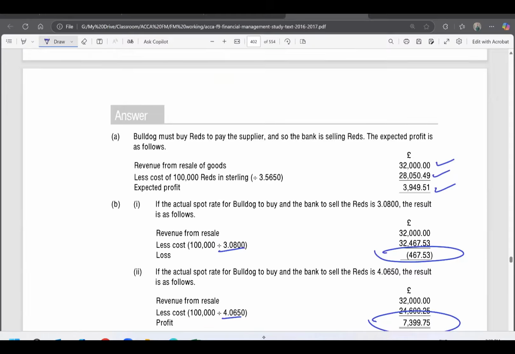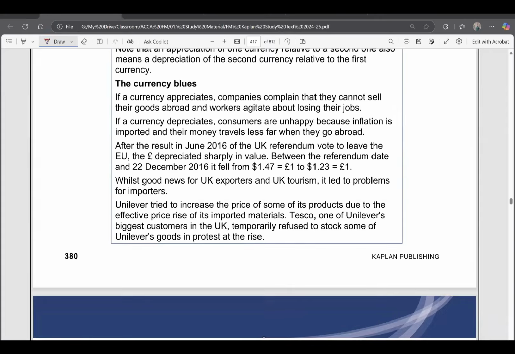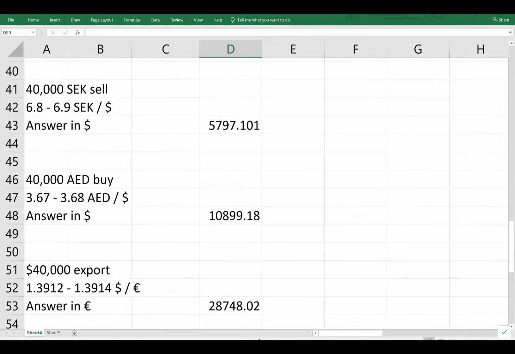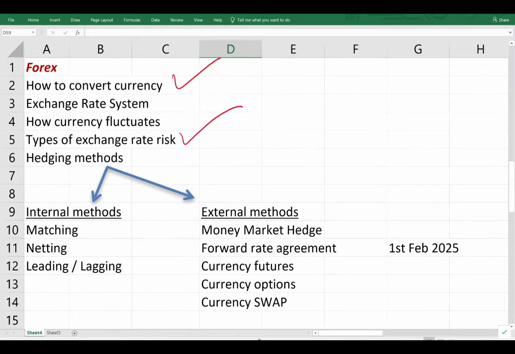We understand now how to convert currency. So the first thing that we learned is how to convert currency, and second thing we learned is type of exchange rate system. Okay, now let's talk about two more things very quickly and then we make a break, and after break we will start with the hedging methods. Exchange rate system.